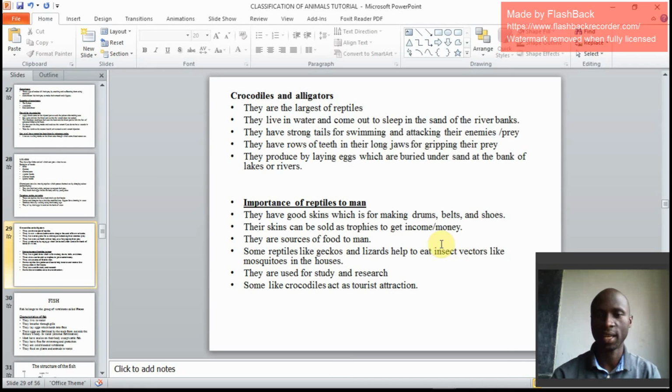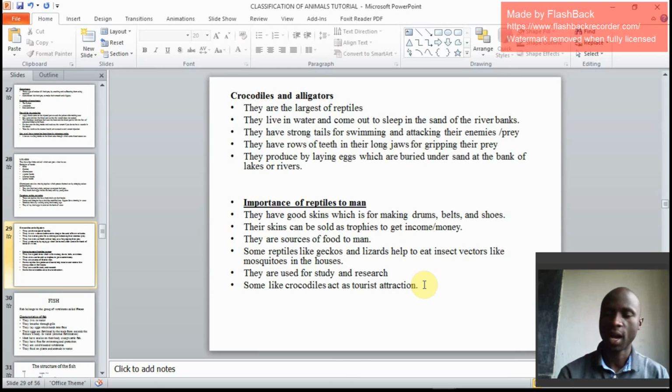Insect vectors are insects that spread disease-causing germs. A case in point is mosquitoes. Apart from mosquitoes, we may have house flies. They are all eaten by these lizards. Reptiles are used for study and research. Some, like crocodiles, act as tourist attractions. So class, that's what we can discuss about reptiles.